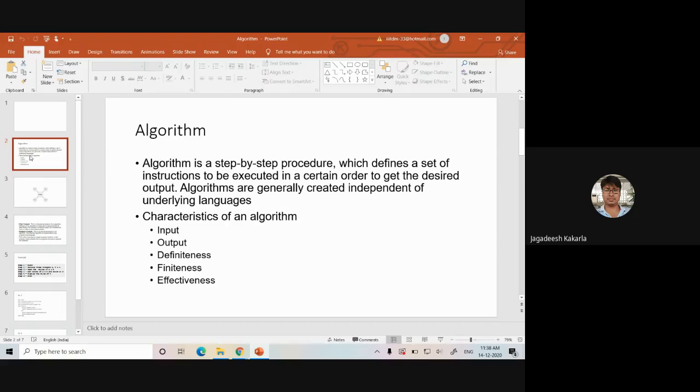Now, an algorithm is also a solution to a problem. Even our solution will have a step-by-step procedure. Similarly, an algorithm is a step-by-step procedure which defines a set of instructions to be executed in a certain order to get the desired output. Is it clear? Now let me discuss this statement with an example.